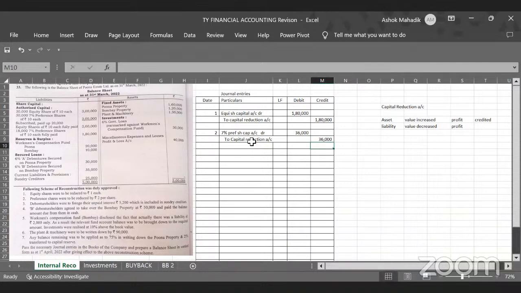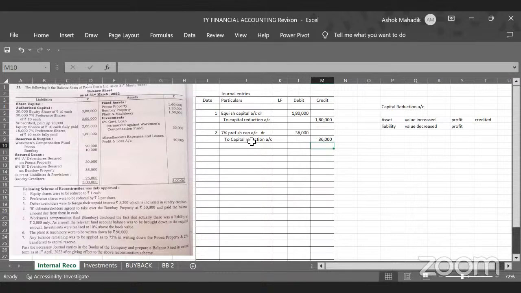We'll go to the next one. Debenture holders were to forego their unpaid interest, rupees 5,200, which is included in sundry creditors. When they say something is included in some other item, just consider that other item. Although debenture interest is outstanding, it is included in creditors. So whenever we have to pass the entry, we'll consider only creditors. Okay, clear?